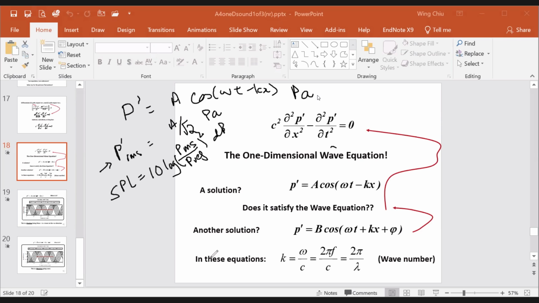Okay. So that's the basic. So now you've got your sound pressure level. They told you the sound pressure level. You got out this. Okay.